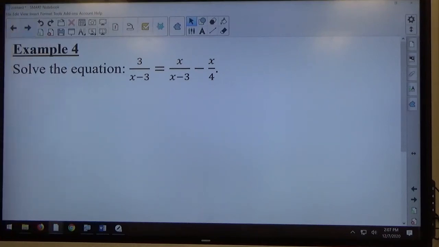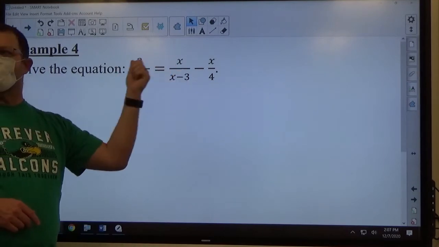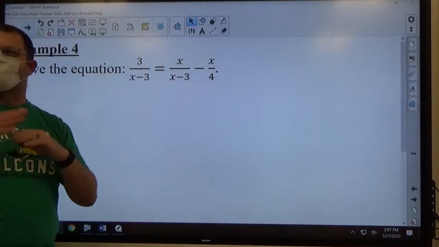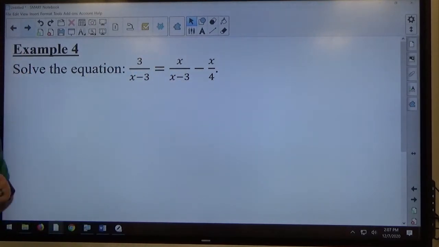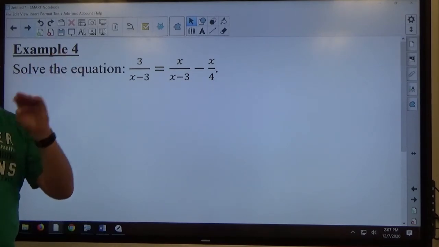Okay, example 4, it says solve the equation 3 over x minus 3 equals x over x minus 3 minus x over 4. Now, what we did on Friday, if you recall, we had a single fraction equals a single fraction, or a fraction equals a number. We did a lot of cross multiplying because we only had two terms. Fraction on the left equals fraction on the right.